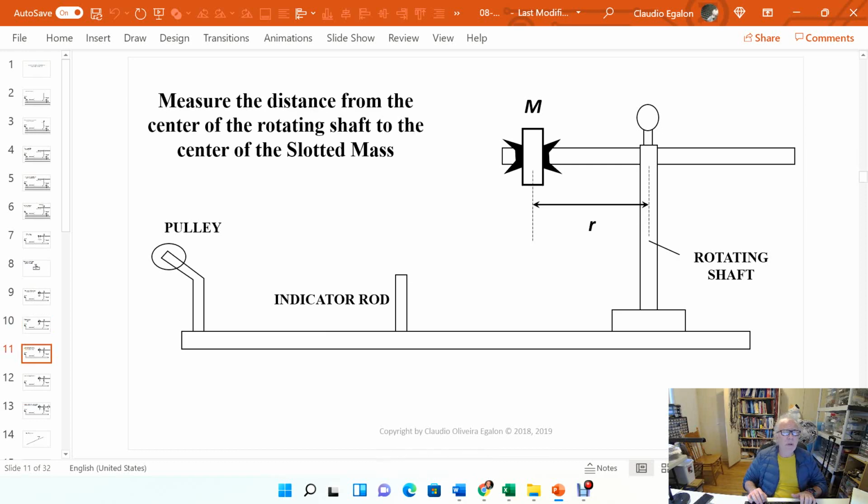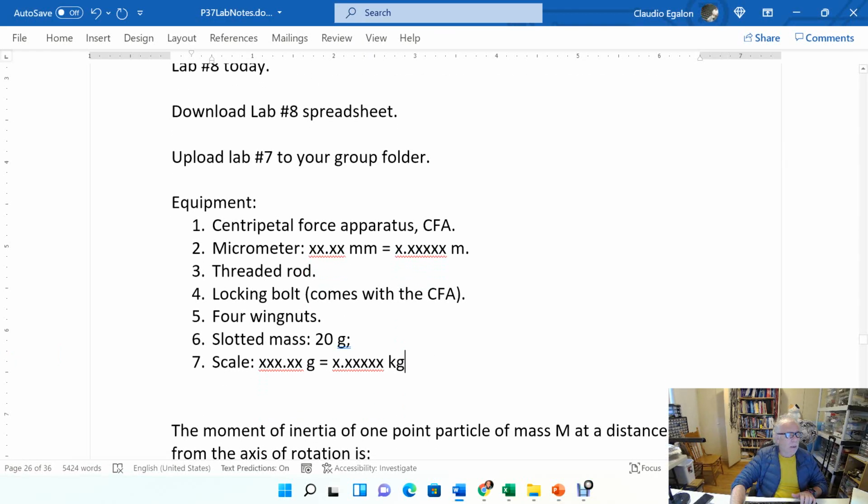It's going to become clear why. Now you have to measure the radius of rotation of the rotating mass from the center of the rotating shaft to the center of the mass, of the rotating mass. Students usually make the mistake of measuring the distance from the center to the edge of the mass. Don't measure to the edge. You gotta measure to the center of the rotating mass. So let's go. Here you go.